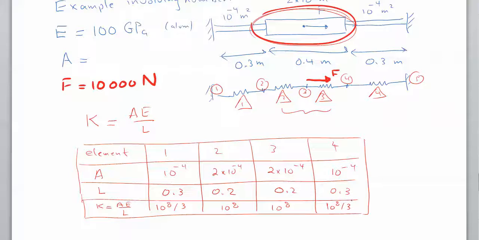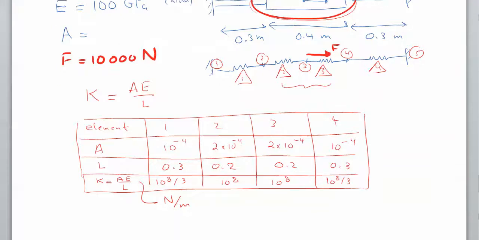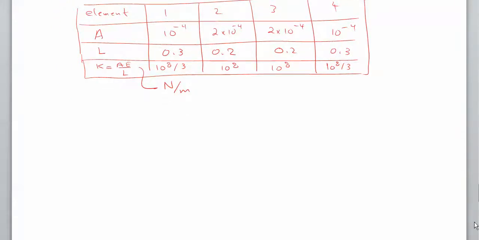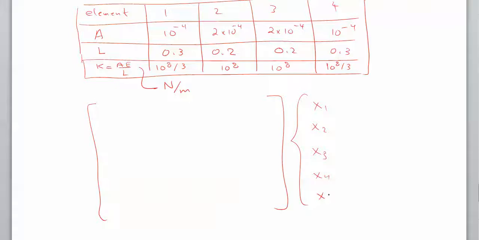The unit, of course, of this is Newton per meter. All right. Now we're going to assemble it into our 5 by 5 global matrix, and this is what we're going to get. We have a 5 by 5 matrix. This is multiplied by the displacements x1, which is 0, we know that, x2, x3, x4, and x5.